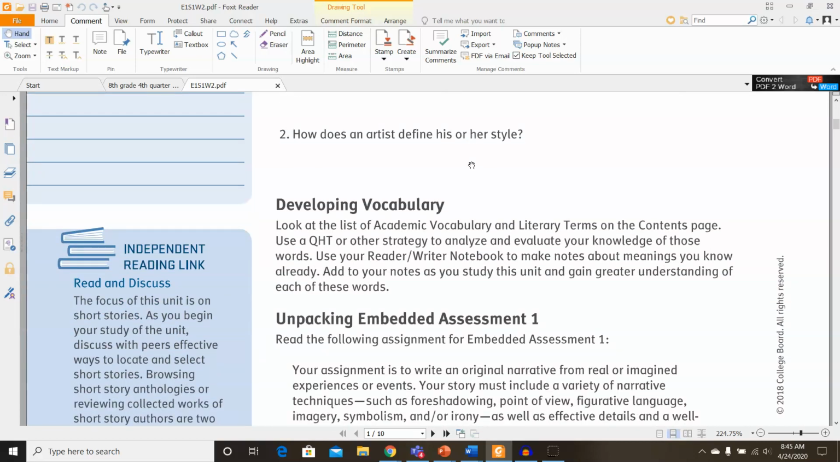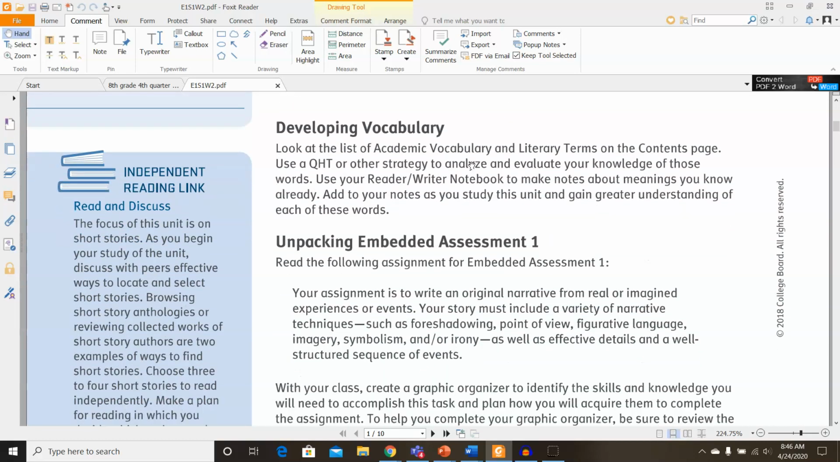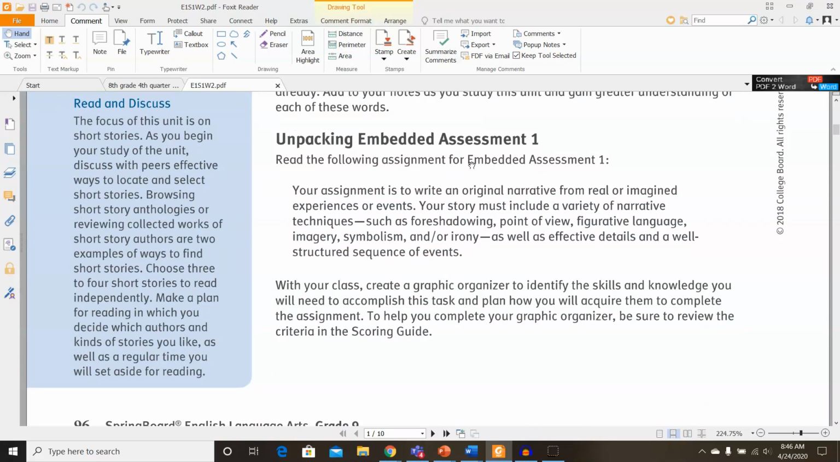So, developing vocabulary. Look at the list of academic vocabulary and literary terms on the contents page. So, I don't have a contents page for this activity for you, so we're going to ignore that. Let's go on to Unpacking Embedded Assessment 1.